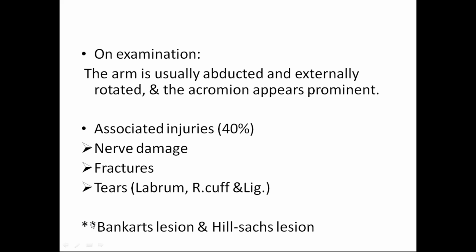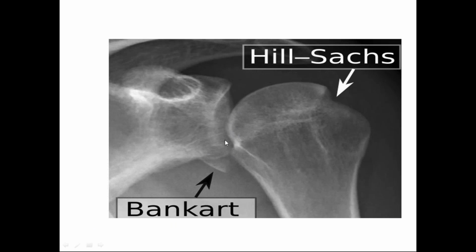Here you should know about two lesions. One is Bankart's lesion and the other is Hill-Sachs lesion. In this image, it shows there is a fracture at the anterior-inferior portion of the glenoid cavity. That is Bankart's lesion. So this is on the side of the glenoid cavity, and here it shows Hill-Sachs lesion. Hill-Sachs lesion is the lesion that is located at the posterolateral aspect of the humeral head. These lesions are most commonly seen in anterior dislocation, and these lesions are the main culprit for development of recurrent shoulder dislocations.